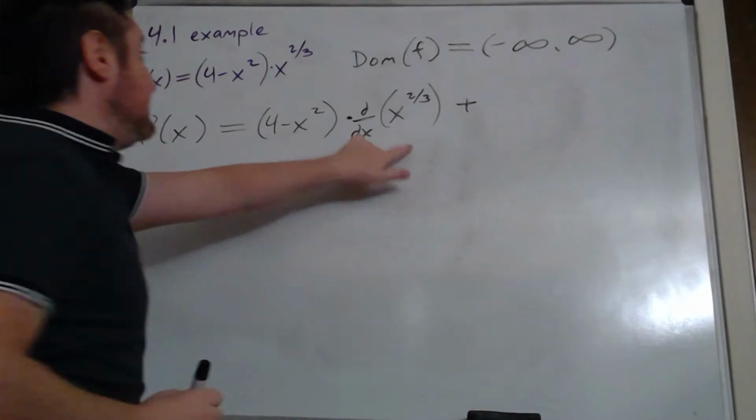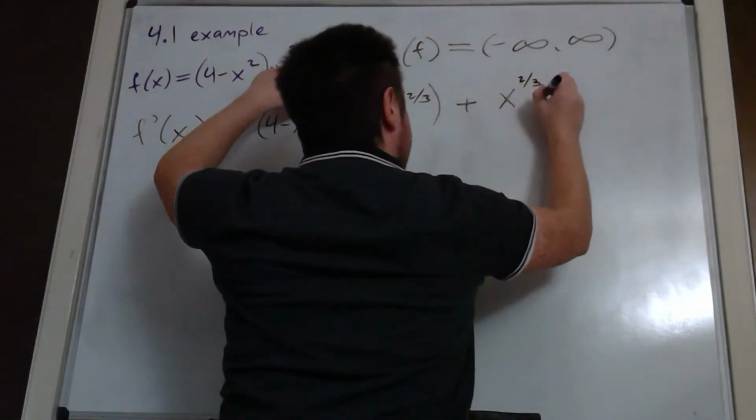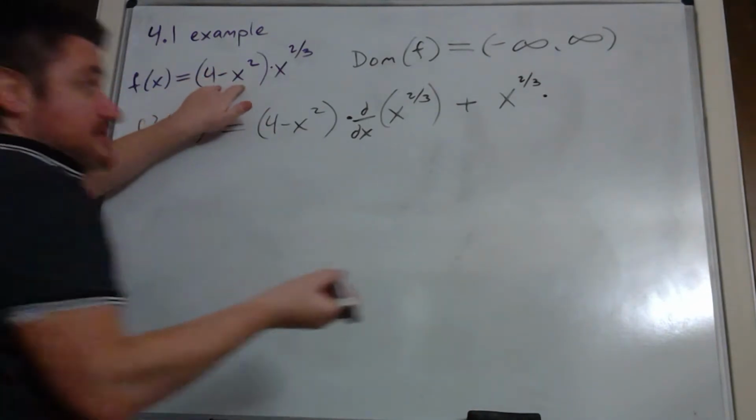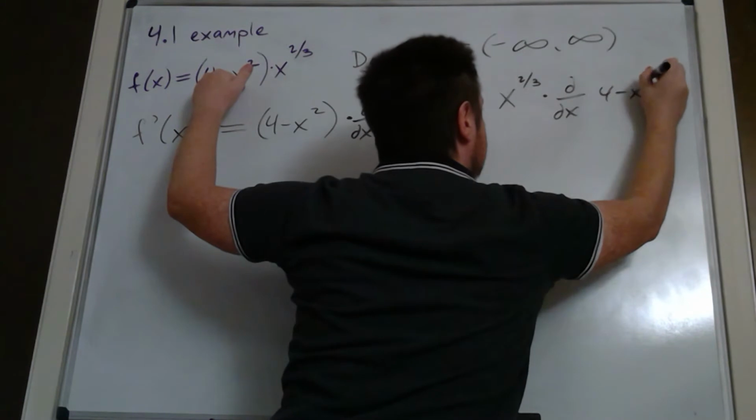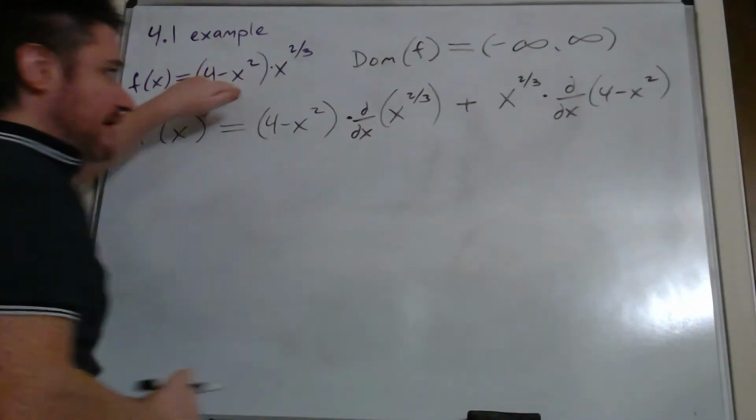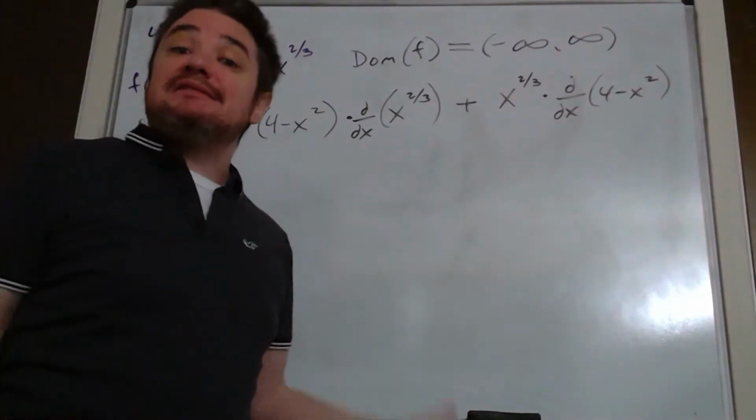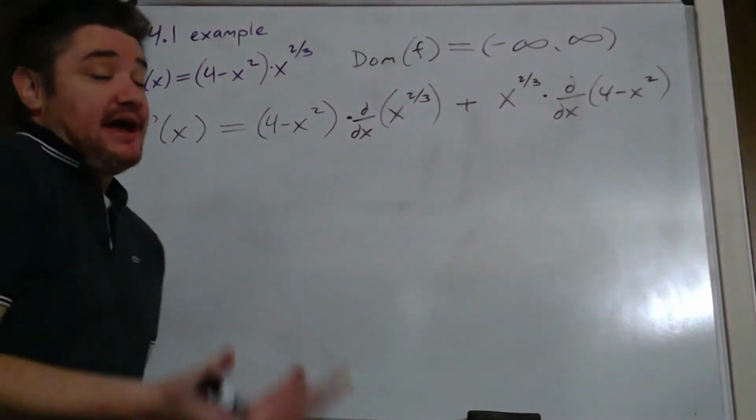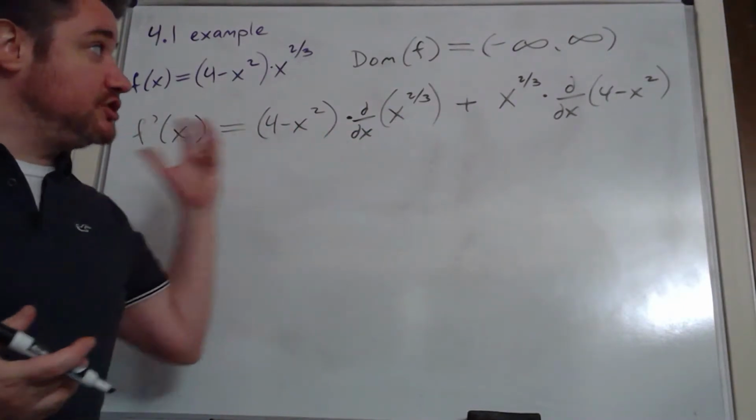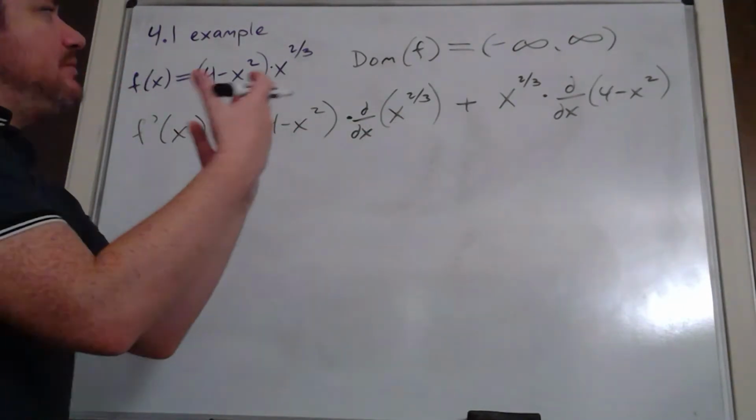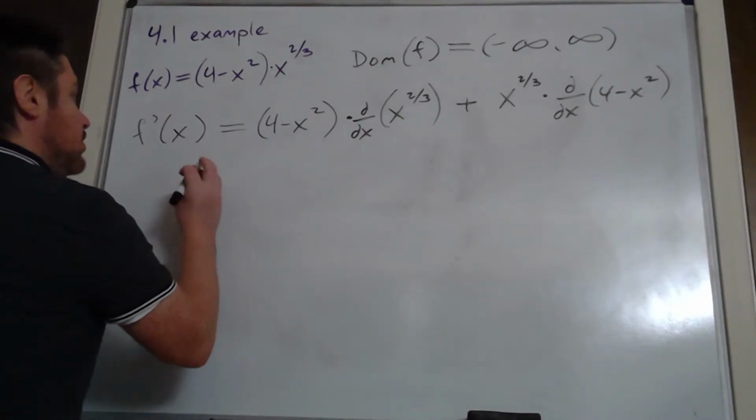Plus, let's say the second function, x to the 2/3 power, times the derivative of the first function, so times d/dx of 4 minus x squared. At this stage in the semester, do we really need to show that? Not necessarily, but is it nice if you've got that in your notes? Yeah, maybe, because you're showing that we're using the product rule. You're showing step by step what's going to happen. Next thing we'll do is take those derivatives and then maybe combine some like terms, see what we've got.